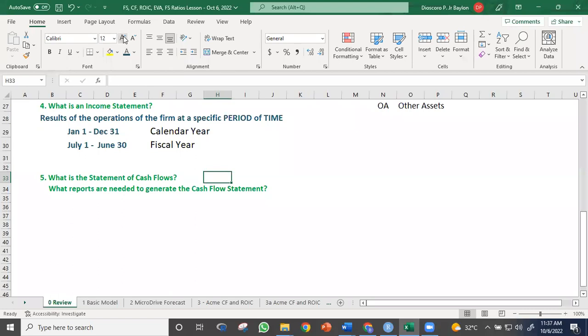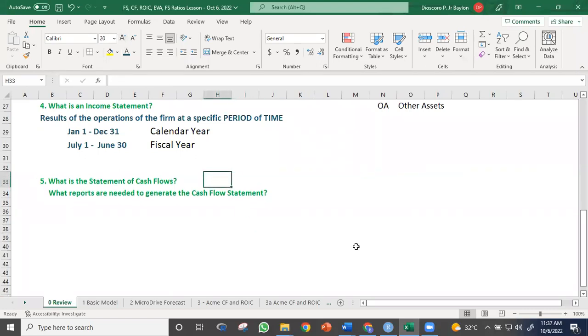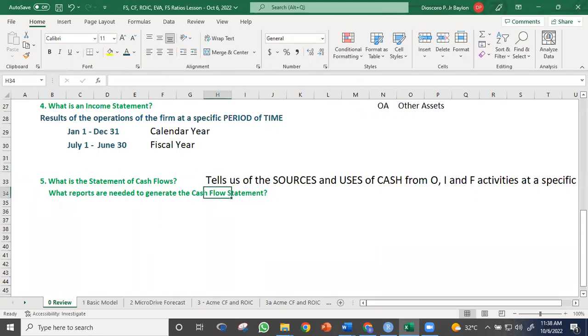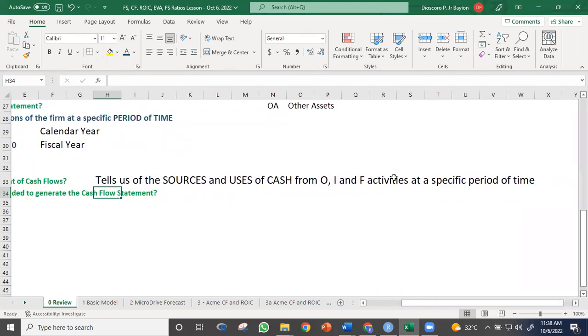Okay, what do you find in the statement of cash flows? It tells us of the sources and the uses of cash from O, I, and F activities at a specific period of time. Okay, so let's take a look at this definition. So the statement of cash flows or the cash flow statement tells us the sources. Saan galing? Where did cash come from? And the uses. Okay, how was cash used? From, what's this? OIF activities. Anybody, please?